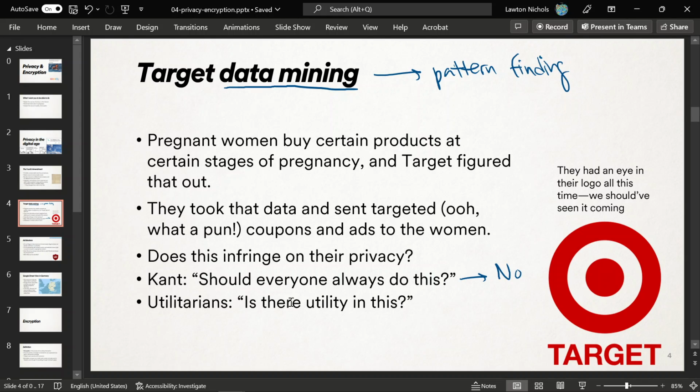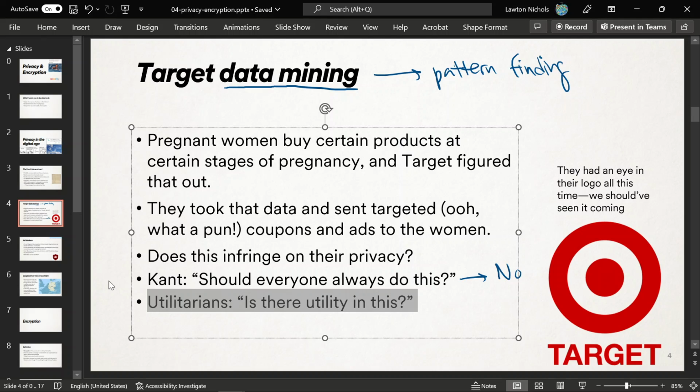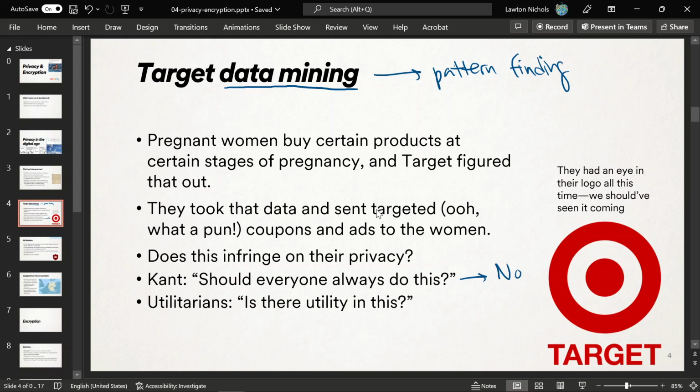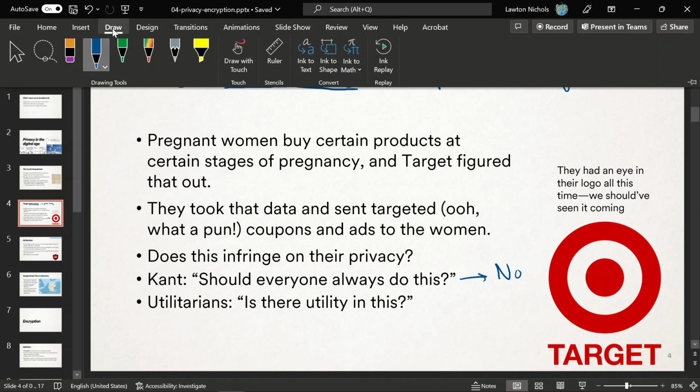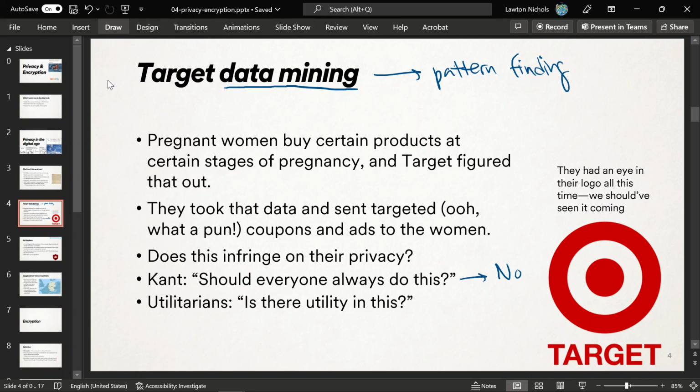Okay? And then the utilitarians, of course, Mill et al., would be like, is there any utility in this? Who wins? Who gains the most? And you have to weigh this. So you've got Target on one end, you've got pregnant people on the other end. What is going on there? So maybe, as a utilitarian, you might agree that this is a good thing. Like, maybe if you're pregnant, you are not noticing all these coupons that are out there. You're a little busy. And so you're going to save money if Target's going to notice these things that you need and send you coupons and ads, because you're going to buy them anyway. And so maybe there is some good utility in that.